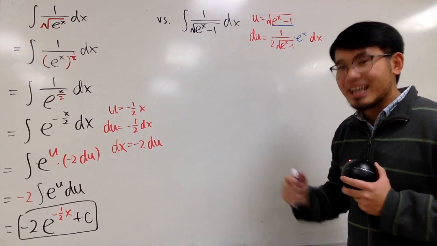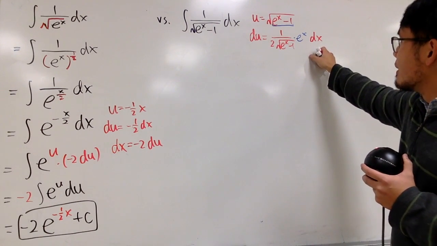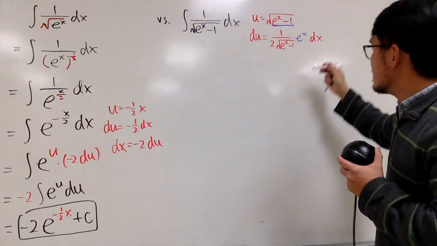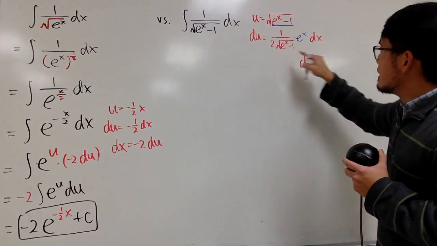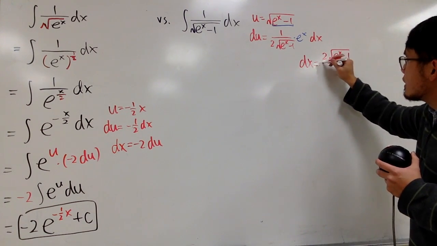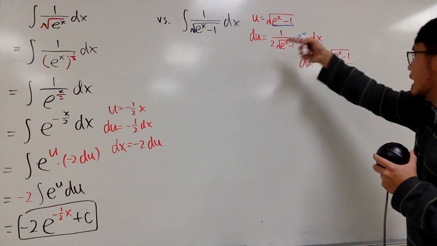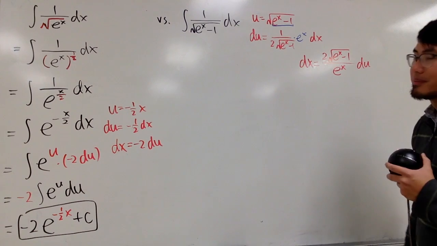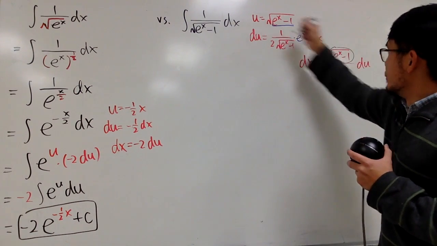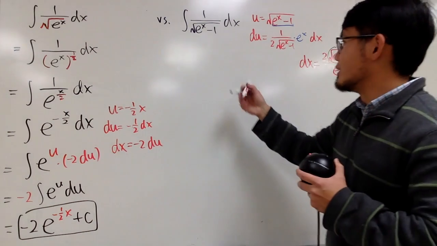Now, this is the time that we really should isolate the dx. And to do so, well, this is on the top. Let me just multiply by the reciprocal on both sides. So we get dx being this on the top now, 2 square root of e to the x minus 1 over this on the bottom now, like that. And we will have the du like this. And yes, notice that this guy is the u. Sure, that's okay.